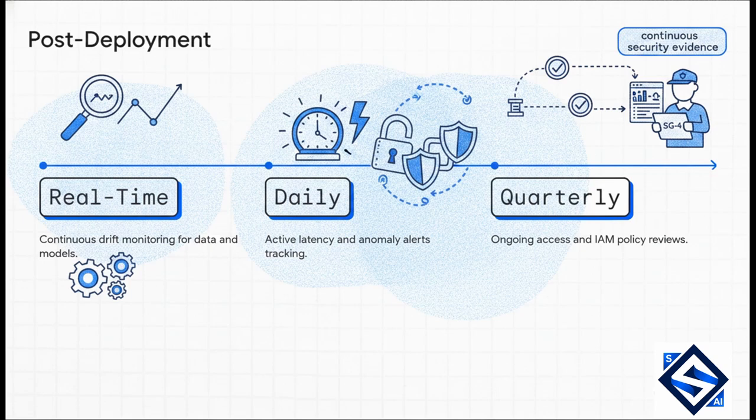We set up active latency and anomaly alerts, and we are constantly conducting ongoing access and IAM policy reviews to ensure there is zero drift in who actually has access to the production environment. Basically, SG4 converts runtime telemetry into continuous security evidence.